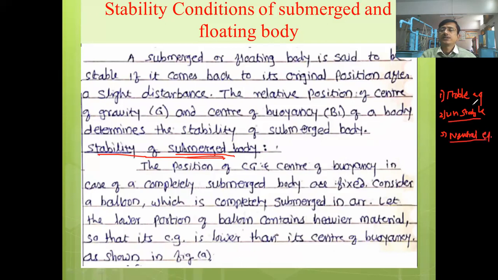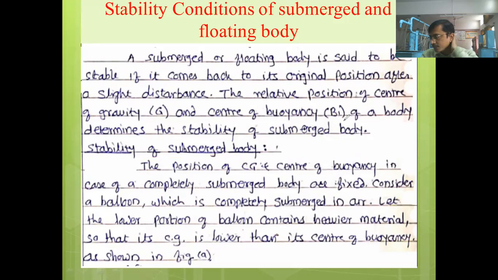Okay, या 3 condition आहेत. For these 3 conditions, the position of BZ and MZ will be different. Okay, what will be the position of BZ and MZ for the stable condition? For this, we are going to study in detail with an example. How can we say whether any floating object or submerged object is in stable equilibrium, or unstable equilibrium, or neutral equilibrium?